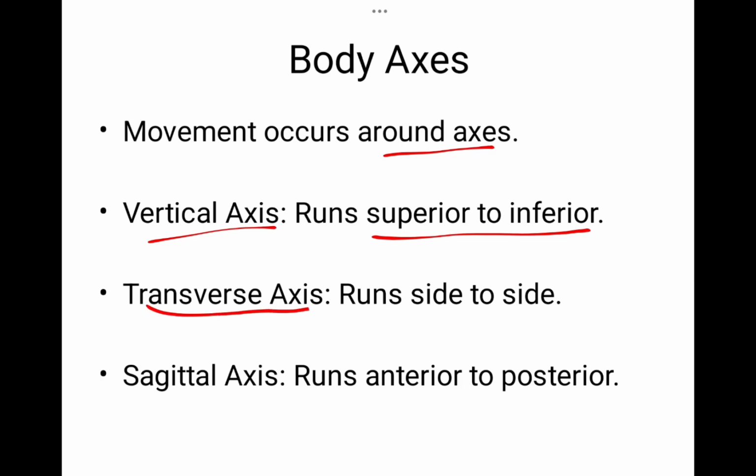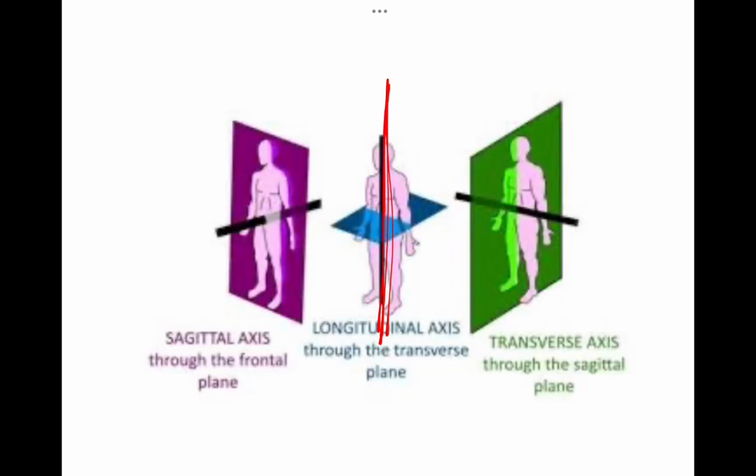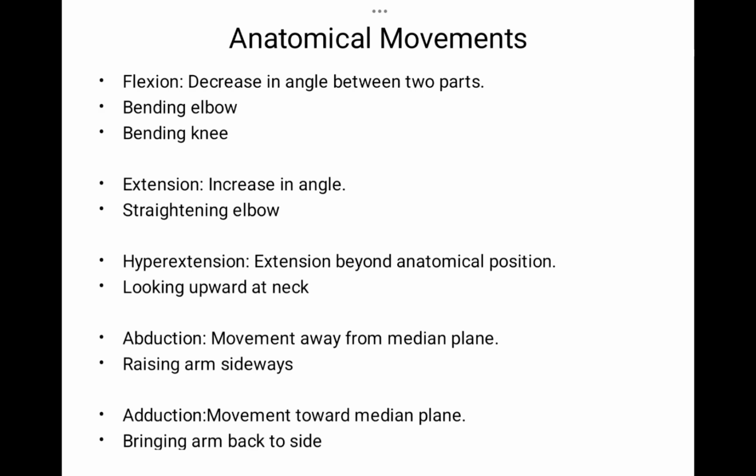We have a transverse axis that runs from side to side, from right to left and left to right. We have a sagittal axis that runs from anterior to posterior. This is your sagittal axis, which runs from anterior to posterior, while the transverse axis runs from side to side.